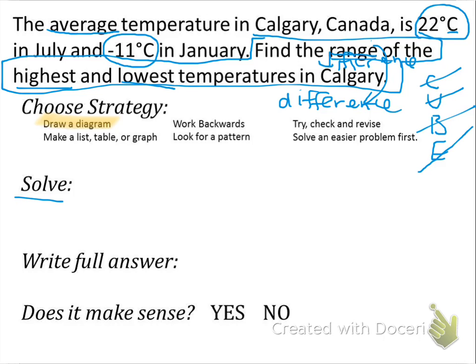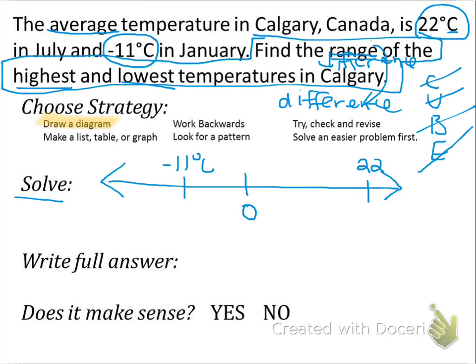My diagram, I'm actually just going to draw a normal number line. You can draw a thermometer or whatever you wanted, or you could even do a different strategy, but for this one I'm going to draw a number line. I've got 0 here, and then it says the average temperature in Calgary, Canada is 22 degrees Celsius in July. Well, 22 would be way up here. And then in January it's negative 11 degrees Celsius, so that'd be about here. I don't need the degrees Celsius written there. Find the range, so difference, of highest and lowest temperatures in Calgary.